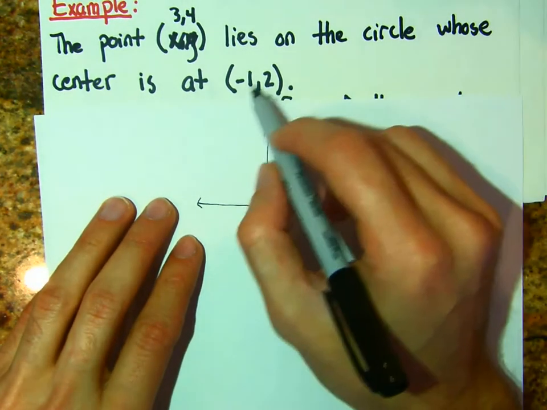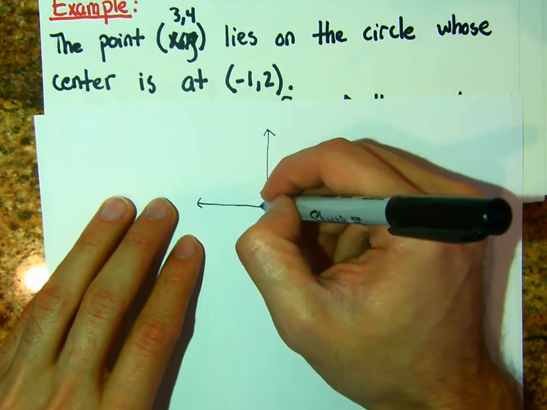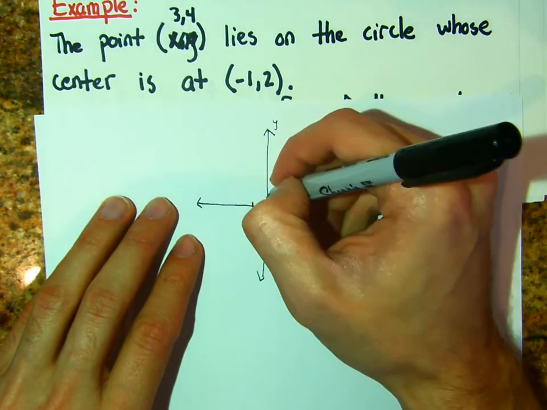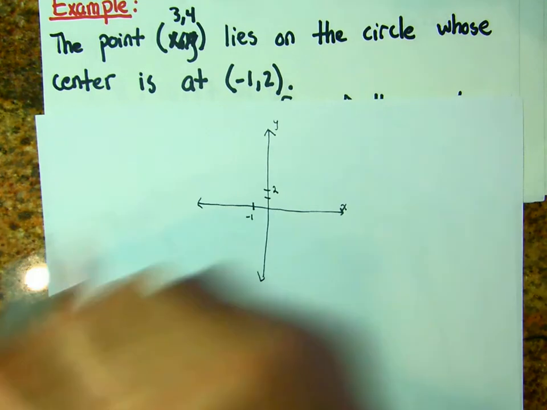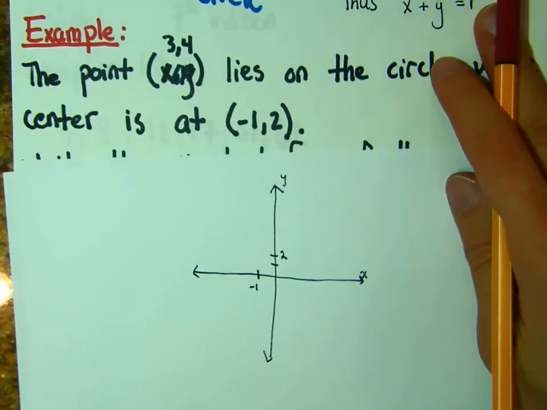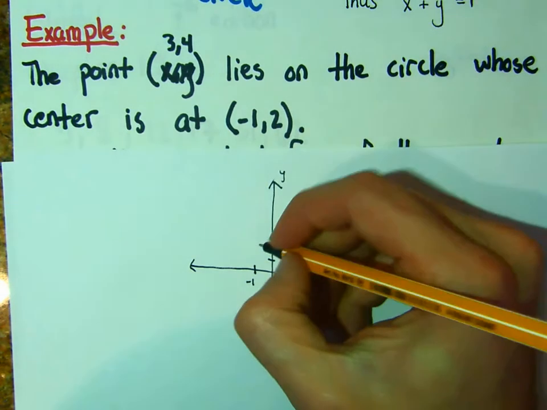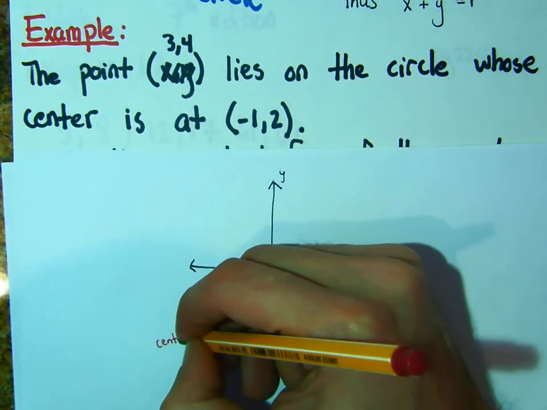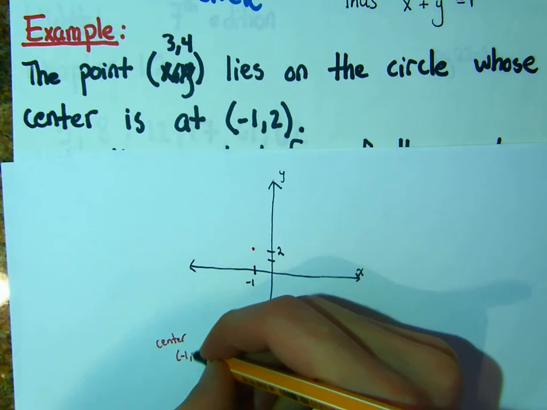So where is -1, 2? This is -1 here. Like this is my x-axis, this is my y-axis, and this is 2. So we know that the center is right, let me zoom in a little bit. The center is right over here. So this is my center, right? Center is at -1, 2.